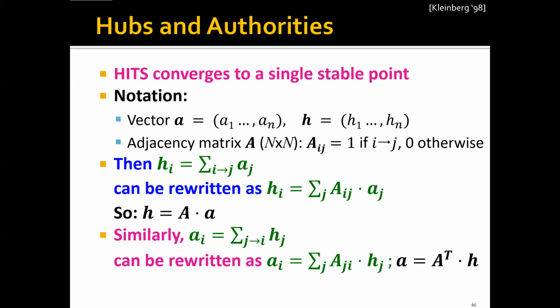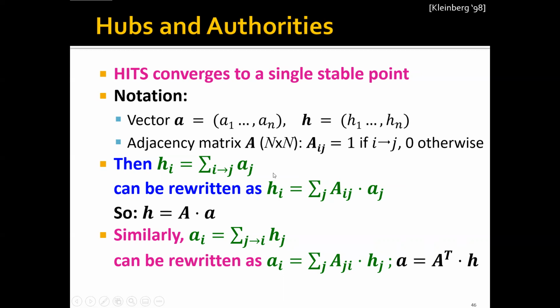Now, we can see that this HITS algorithm is actually going to converge to a single stable point, just like the PageRank algorithm. And to see this, let's first have a matrix or vector formulation for this algorithm. Let's denote as A the collection of all the authority scores for all the nodes in the graph. Let's say that we have n nodes, and let's denote as H the vector that is the collection of all the hub scores in the graph.